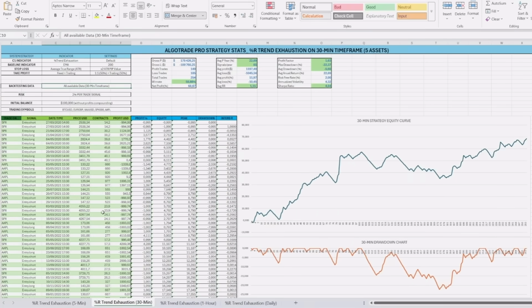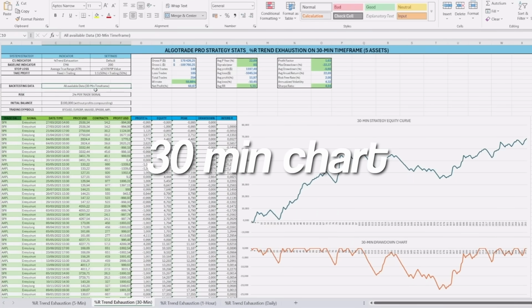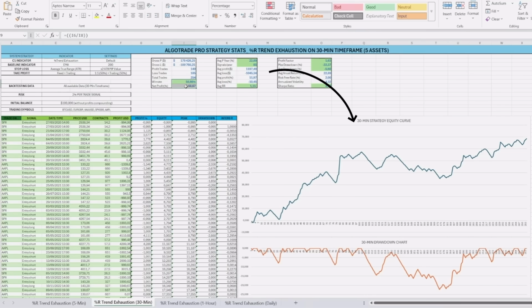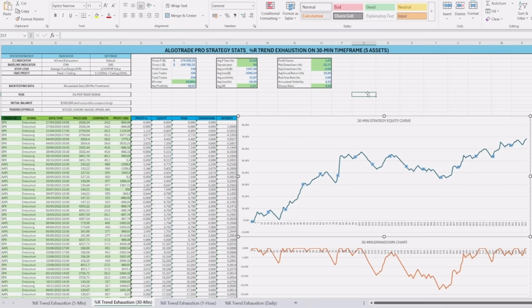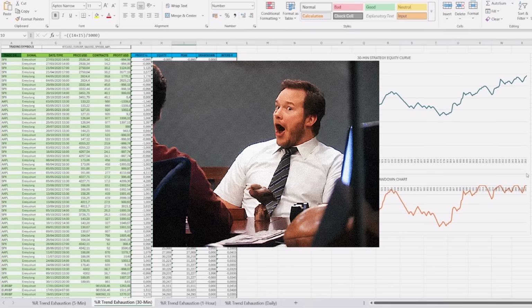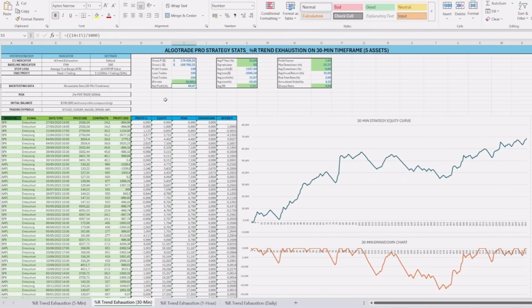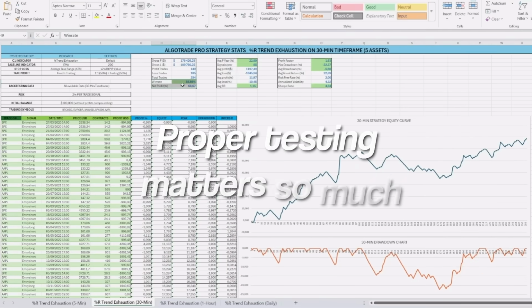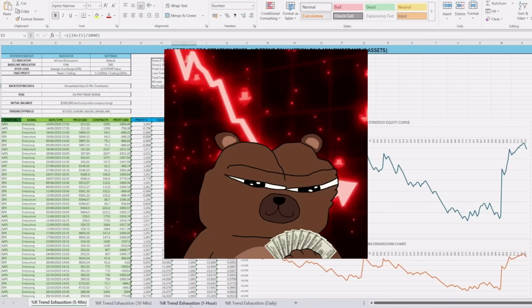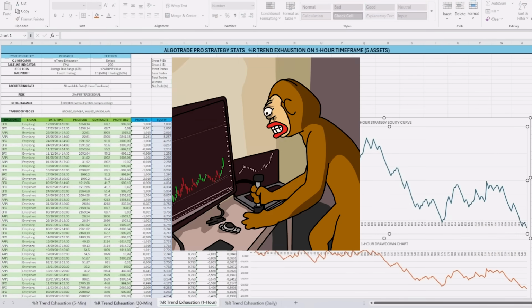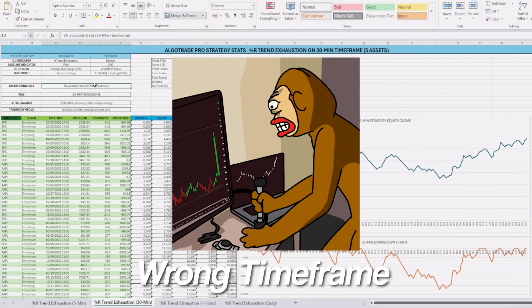But everything changed once it reached the 30-minute chart. The strategy became dramatically more stable, profitability increased, the equity curve became much smoother, and overall performance improved significantly across multiple assets. And honestly, this was the biggest surprise of the entire test, because this is exactly why proper testing matters so much. Sometimes an indicator doesn't fail because it's bad. Sometimes it is simply being used in the wrong time frame.